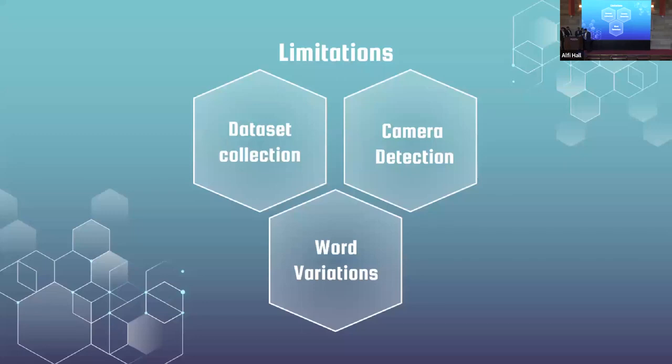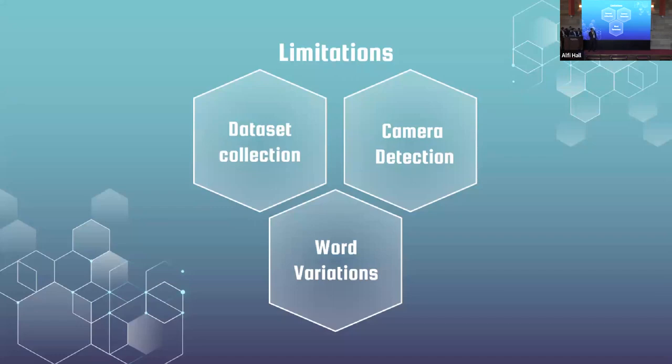Now for the limitations. First, there is the dataset collection limitation. We managed to train our model on 100 classes and to identify 100 classes. So in order to scale our model to identify more classes, we need to add more data to our training. And this is our main obstacle for scaling our model. If we need to scale our model, we need to train it on more data.